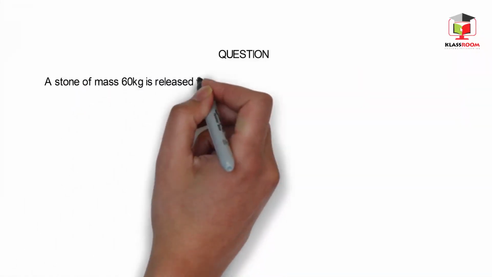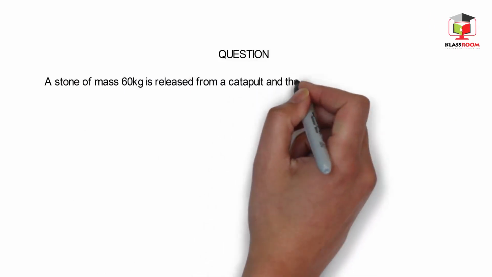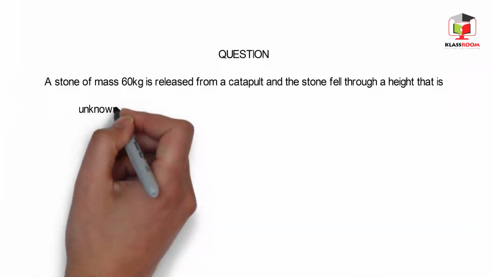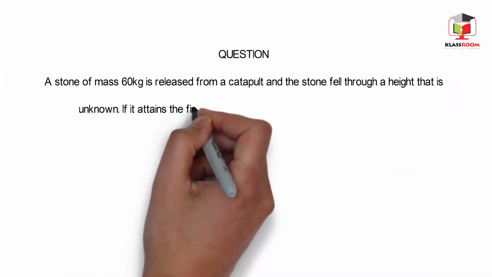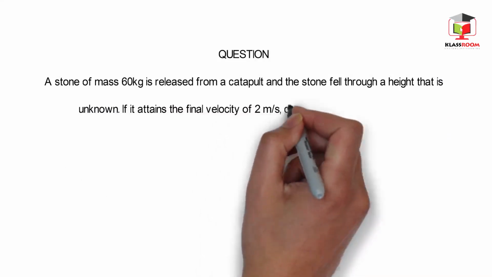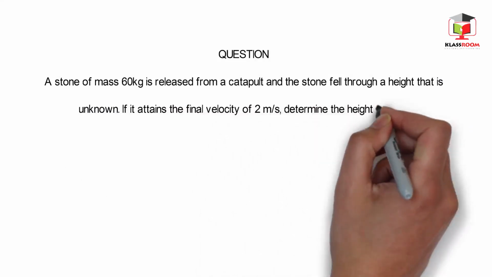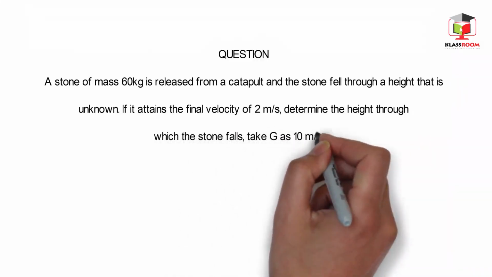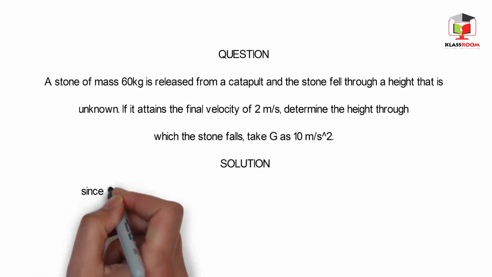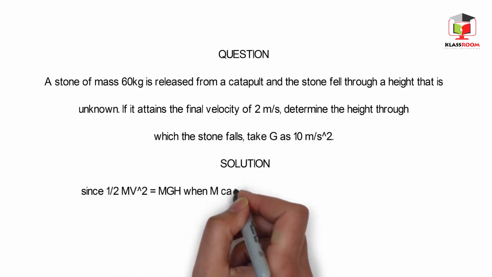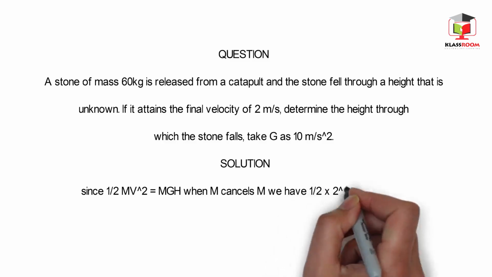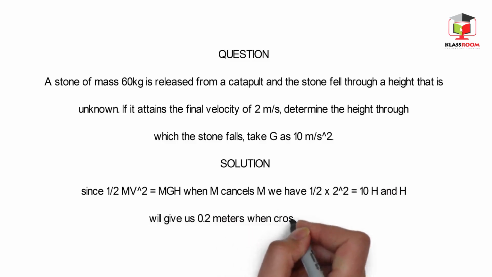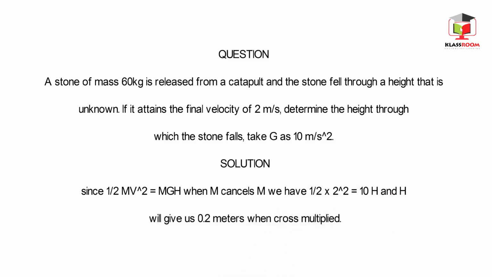Question. A stone of mass 60 kg is released from a catapult, and the stone fell through a height that is unknown. If it attains a final velocity of 2 meters per second, determine the height through which the stone falls. Take g as 10 meters per second squared. Solution. Since half mv squared equals mgh, m cancels m, and we have half times 2 squared equals 10h. Then h will give us 0.2 meters when cross multiplied.